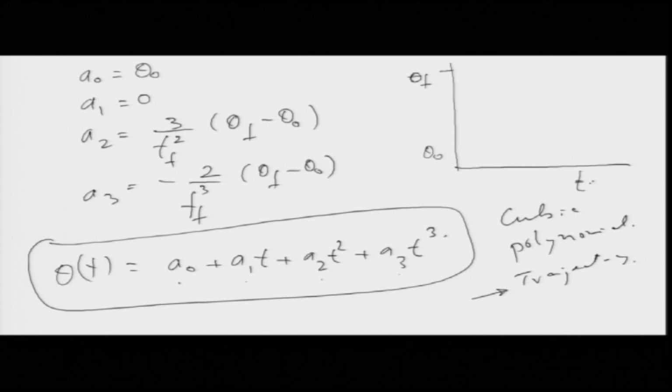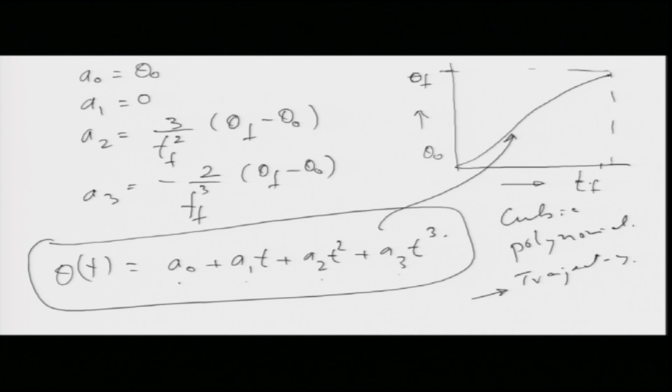So, this is my time T f, this is my time axis, this is my theta axis. I want to go from here to here in some time. What will this curve look like? I am basically trying to say, what will this curve look like? Now, the equation of this curve would be given by this equation. So, how do we find it?